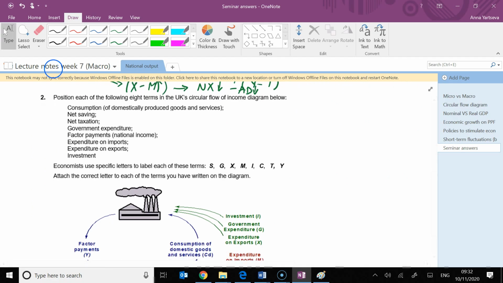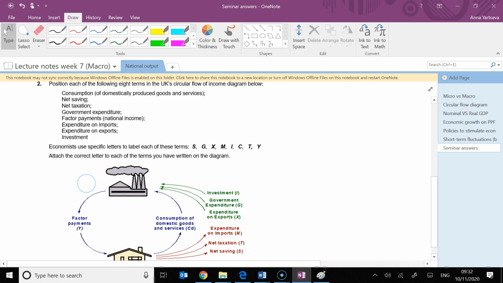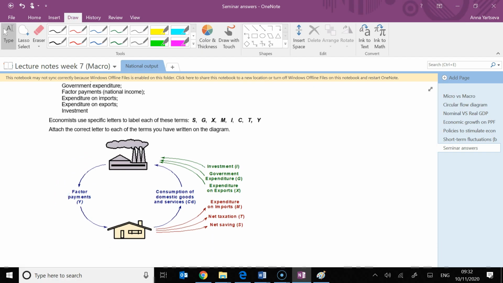And based on this, you've been asked to label the diagram below. So you had to position 8 items. And generally, this is exactly what we have in a slightly different format. We have households and we have firms which interact with each other.